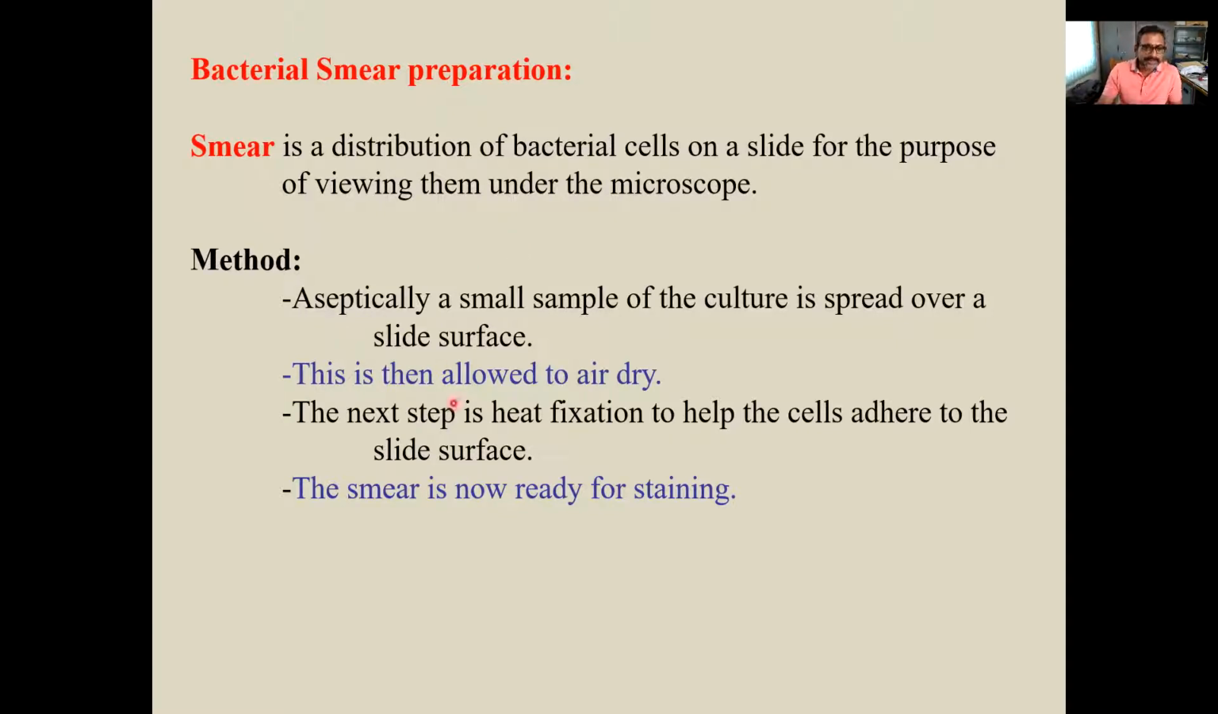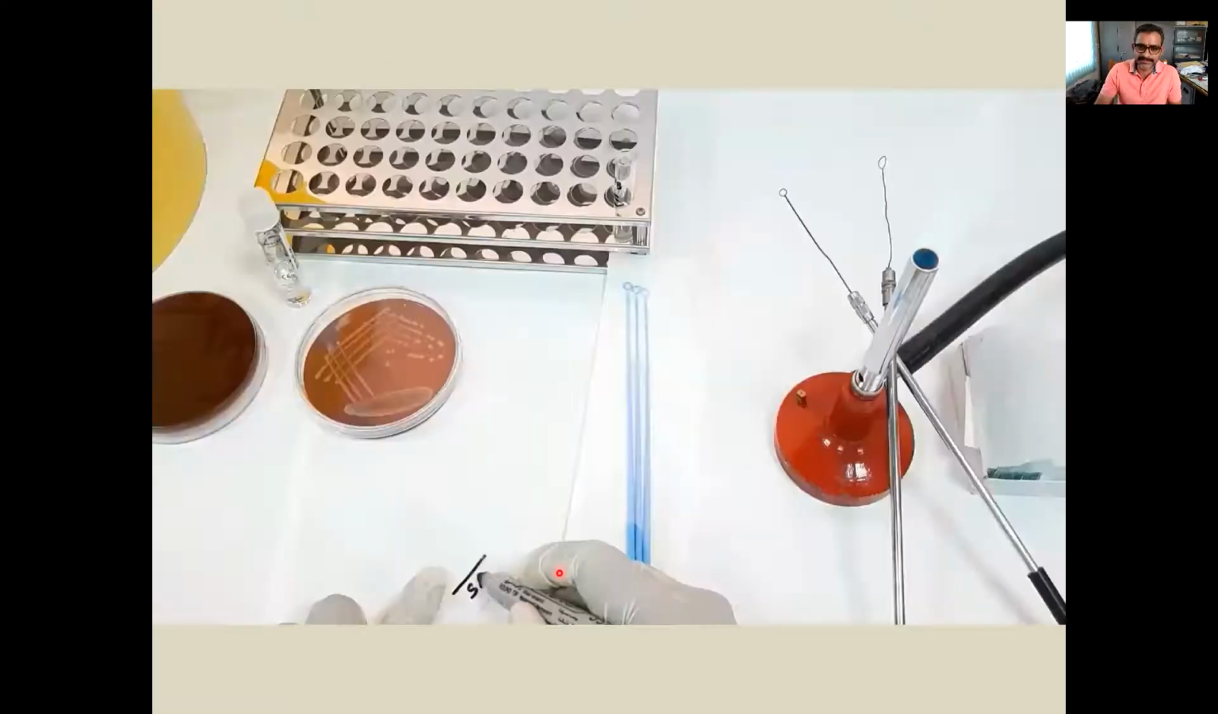Method: aseptically, a small sample of culture is spread over a slide surface. This is then allowed to air dry. Then it is heat fixed to help the cells adhere to the slide surface, and the smear will be ready by this time. We'll see this with the pictures.